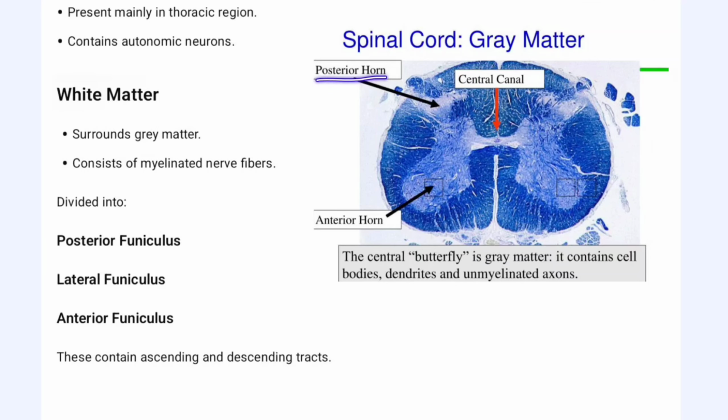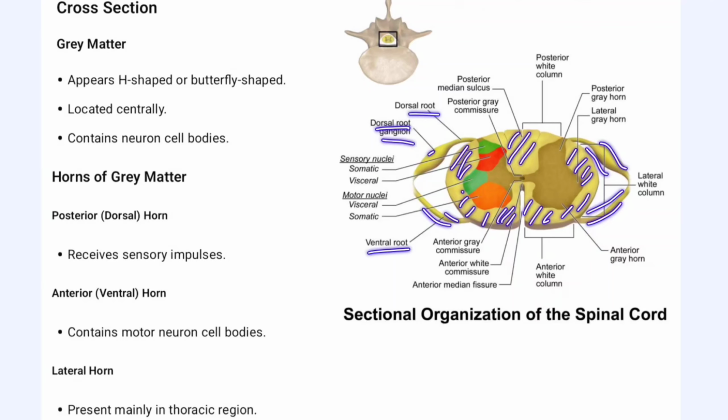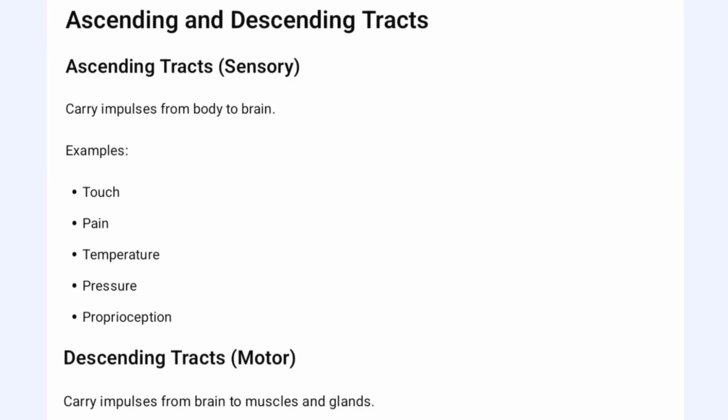This is the posterior horn. This is the anterior horn of the gray matter. In this photo, you can see also these portions are the white matter. This is the dorsal root ganglion. This is the dorsal root. This is the ventral root. This one. In this side also same. This is ventral root. This is dorsal root. And here is the central canal. This is anterior median fissure. And this is posterior median sulcus. This portion.